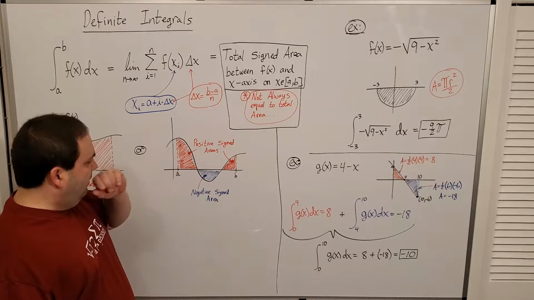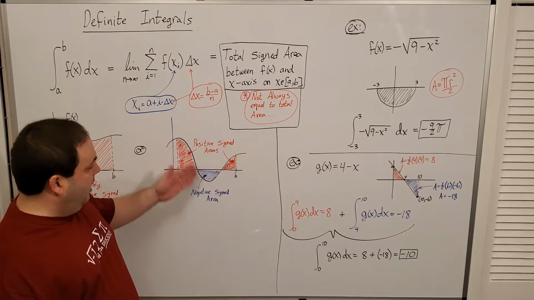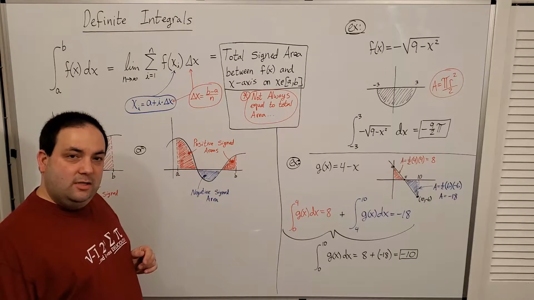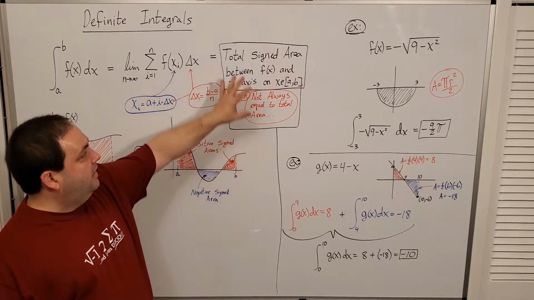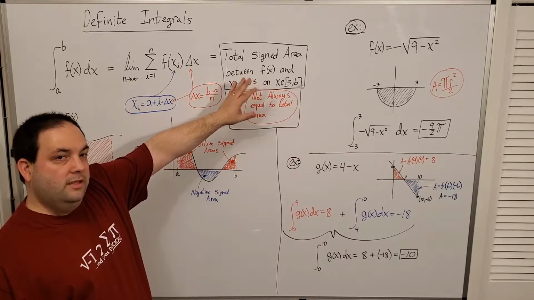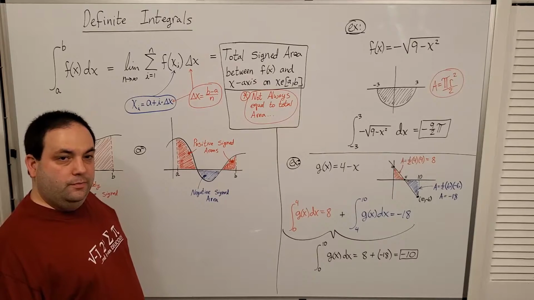Or maybe these are values that I want to average, right? Positive and negative, and maybe it's some statistical thing. Then it would make sense to just add all of these together and get a total signed area, not necessarily equal to the area. It would just be some total value.